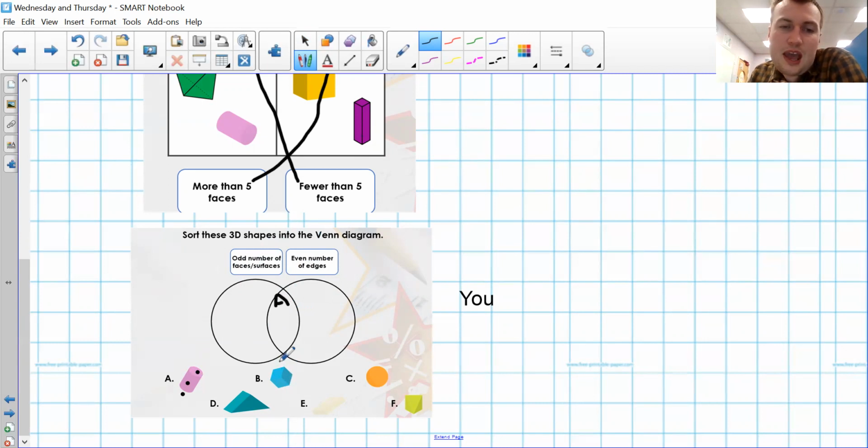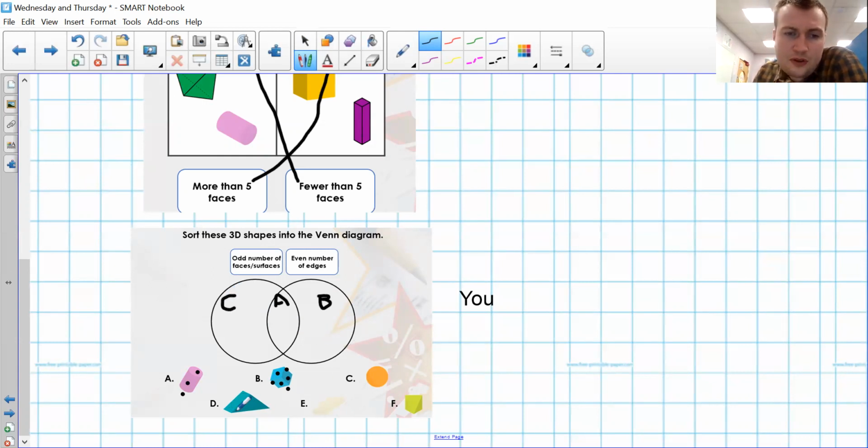Let's go on to B. How many faces does it have? It's got 1, 2, 3, 4, 5, 6. It's got 6 faces, okay? So that is not an odd number, so it can't be in this group. How many edges does it have? 1, 2, 3, 4, 5, 6, 7, 8, 9, 10, 11, 12, which is an even number because it ends in a 2. So B has to go in this one. C has 1 face, so that's an odd number, so it would go in this group, but it's got 0 edges, which is not an even number. So it has to go in here.